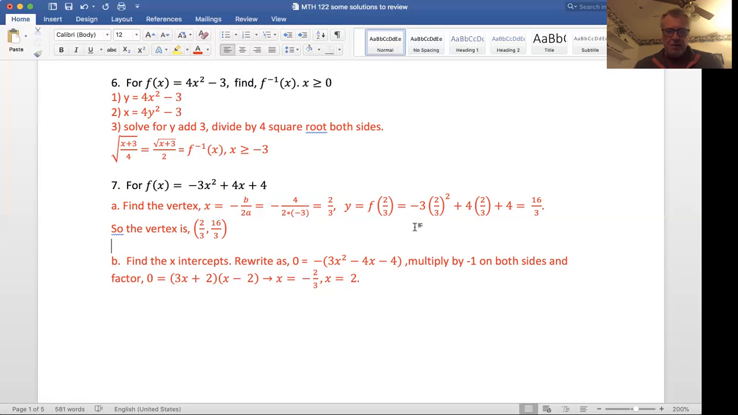To find the x-intercepts, we set the function equal to 0. I'm going to factor out the minus. Why? Because it's easier to use both the quadratic formula and factoring, whichever you want to use here, if the leading term is positive, and you get the same roots either way, the same zeros. I'm going to multiply both sides by minus 1 to get rid of the negative, and then factor. So that gives us 0 equals the quantity 3x plus 2 times the quantity x minus 2. So this gives us zeros at x equals minus 2/3 and x equals 2.